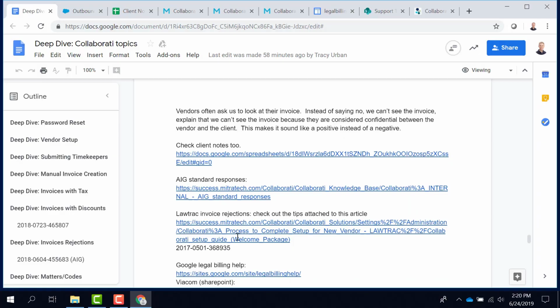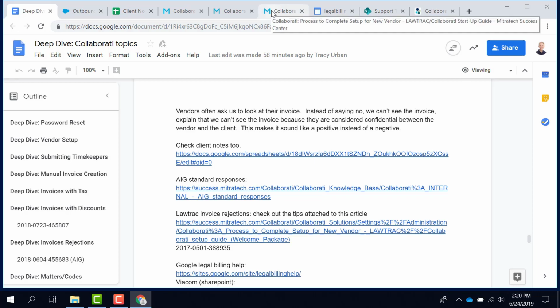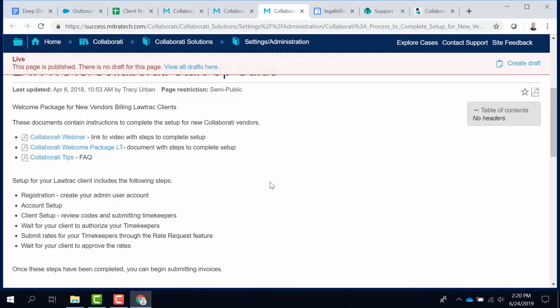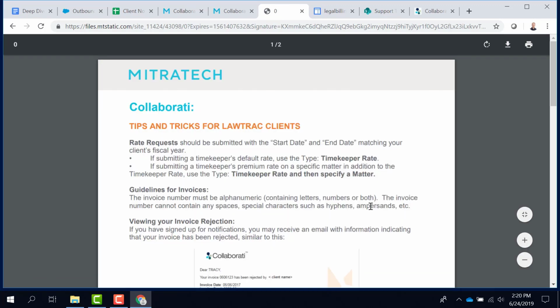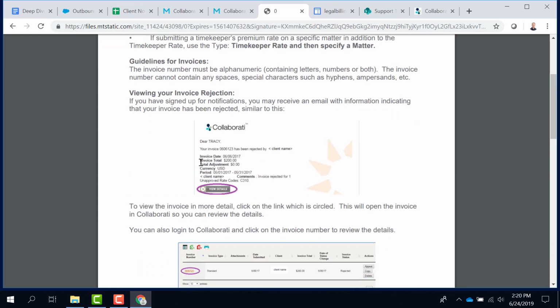We also have some LawTrack invoice rejection tips. Check out the tips attached to this article. Process to complete setup for new vendor. We've got a tips page, then we send this out to all the new vendors. You can send it out to existing vendors, but their client has to be using LawTrack, so it does have some suggestions for rate requests. It should match the client's fiscal year. Guidelines for invoices, numbers, reviewing your invoice rejection.